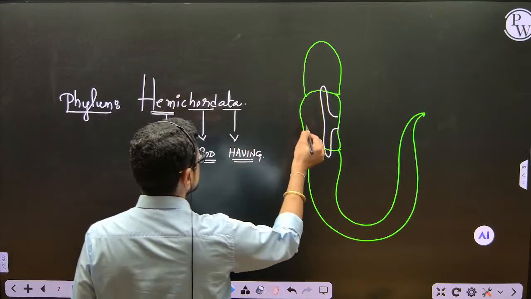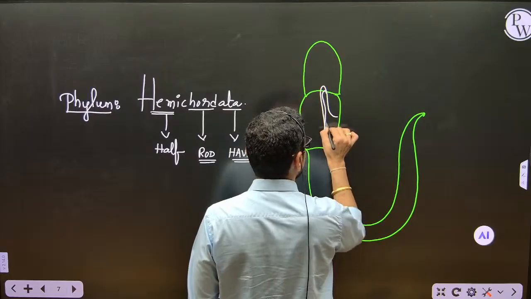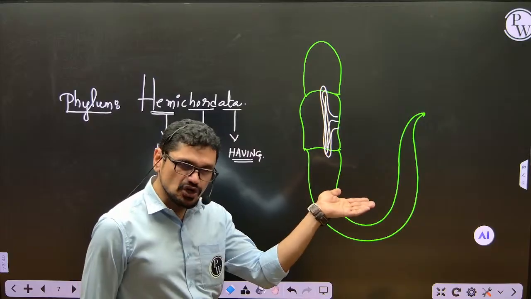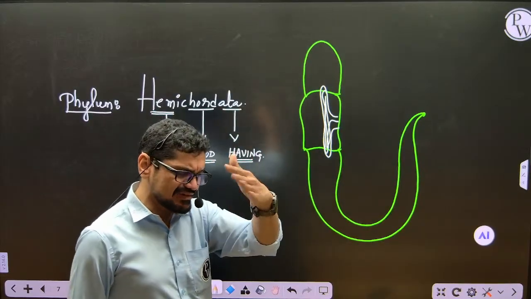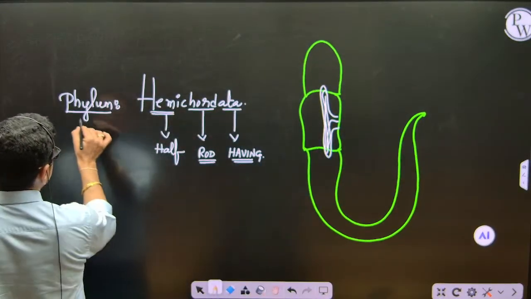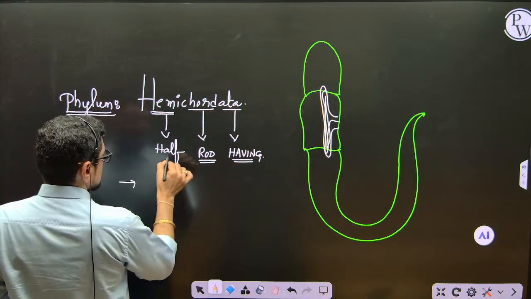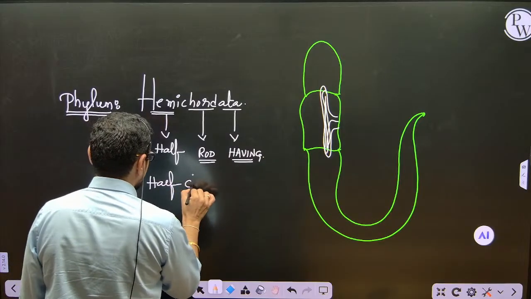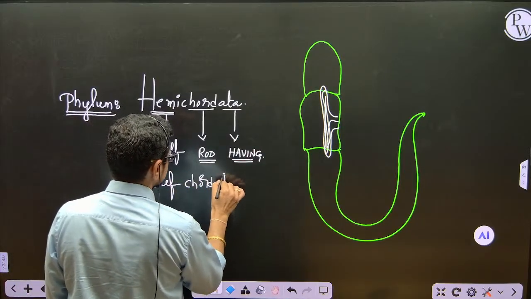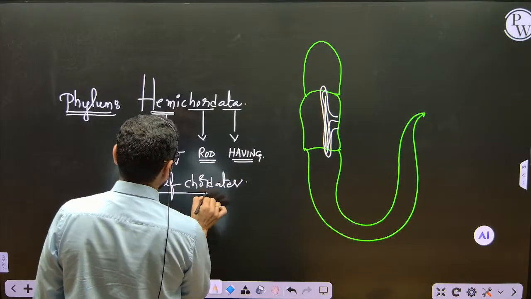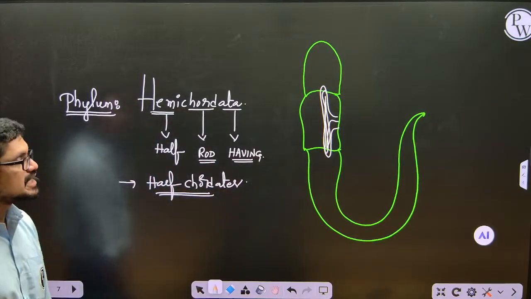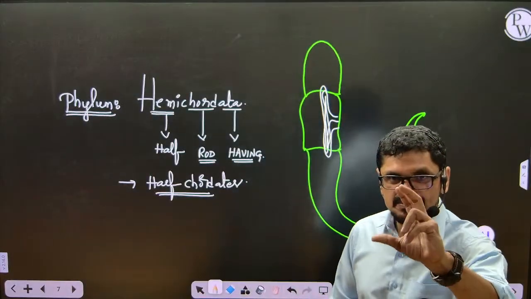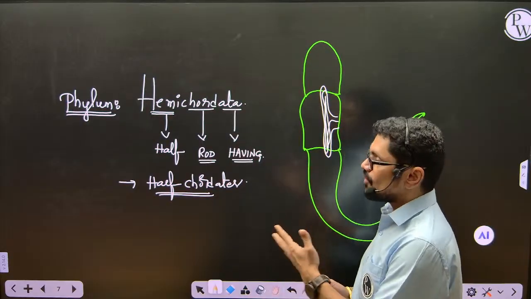I will tell what this rod is later, don't worry. That rod is called stomochord, but I will tell later. Leave it, no problem. So hemichordate means half chordates. What are hemichordates? Half chordates. If the body shows only a rod-like structure at a specific part of the body, they are called hemichordates.